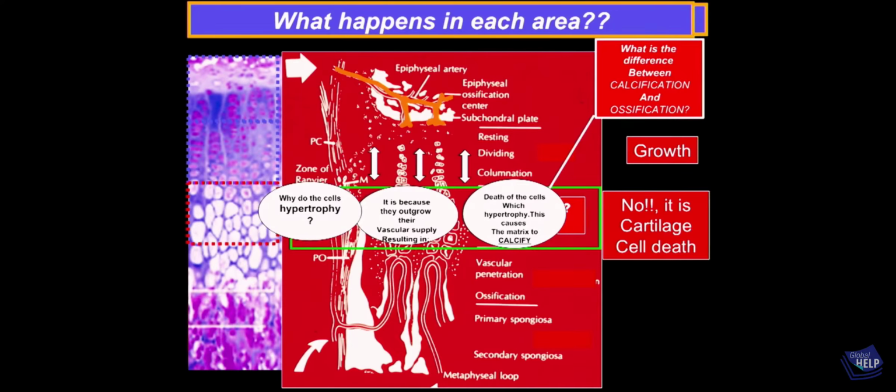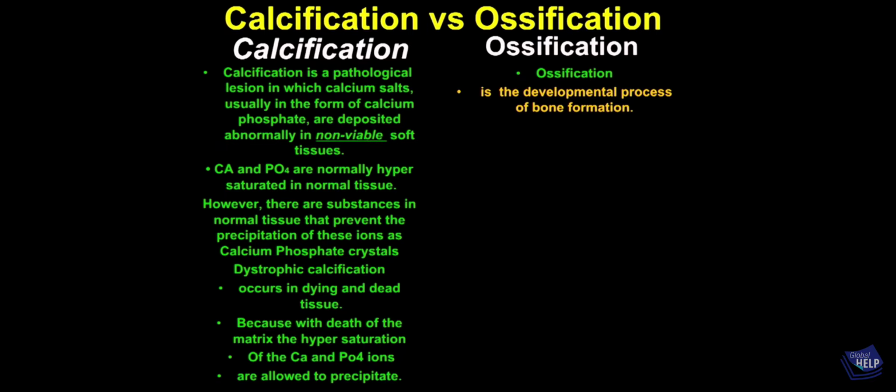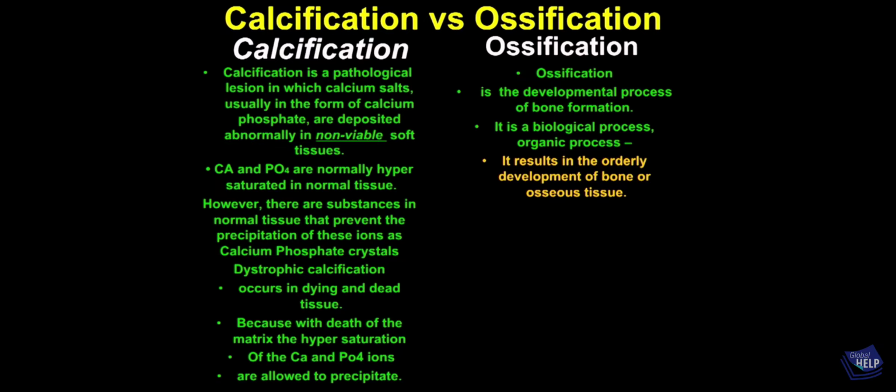Because of the death of the matrix, the hypersaturation of the calcium and phosphorus is allowed to precipitate in the matrix. Now, what's ossification? Well, yeah, it's an orderly process. It's a developmental process in bone formation. It's a biological, organic process, and it results in the ordered development of bone tissue, osseous tissue, not calcified tissue. But it occurs in viable tissue. The tissue in bone is living.